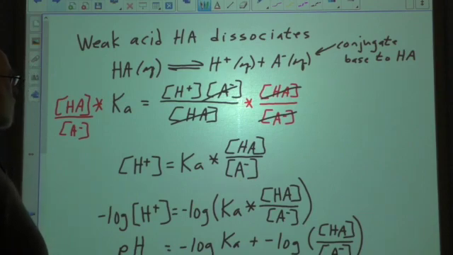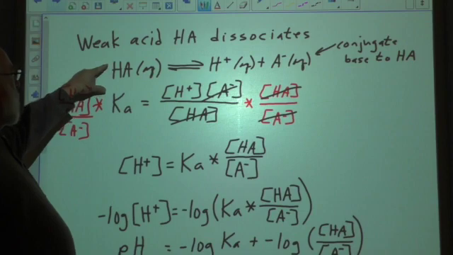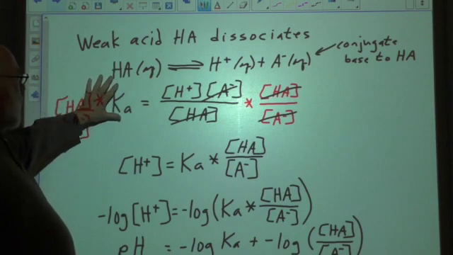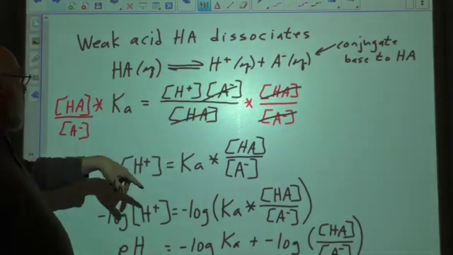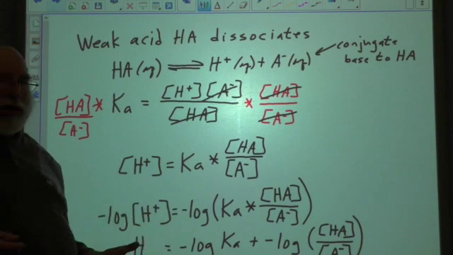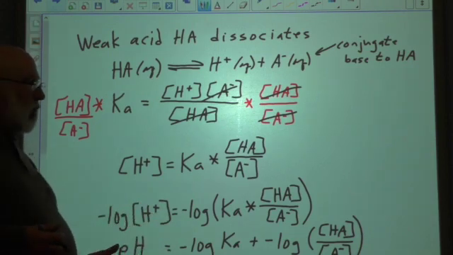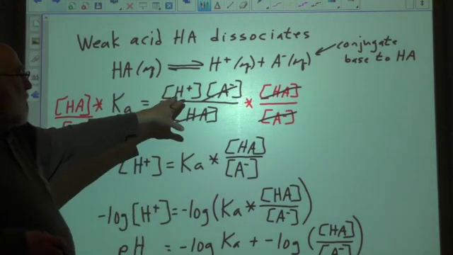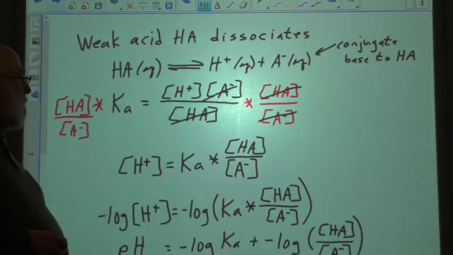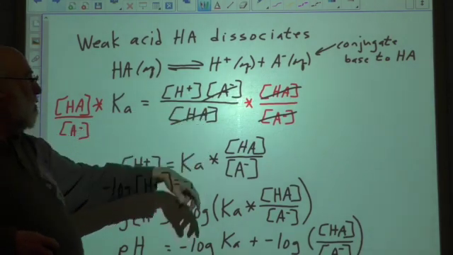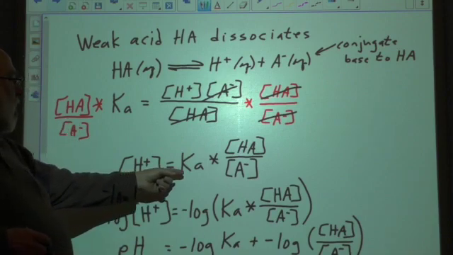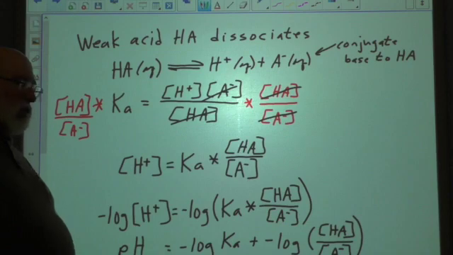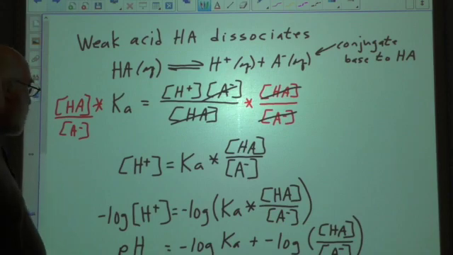Now, that means that we can write a Ka expression for this, and that would be what this is here. Ka equals H positive times A negative over HA. And then what we're trying to do is find the pH of a buffer solution with this equation. So I'm going to remove everything except the H positive on the right-hand side and multiply by the reciprocal of A negative over HA to both sides. And I get H positive equals Ka times the concentration of HA over the concentration of A negative.